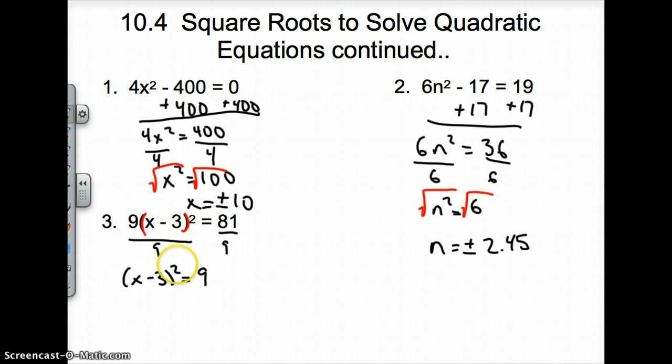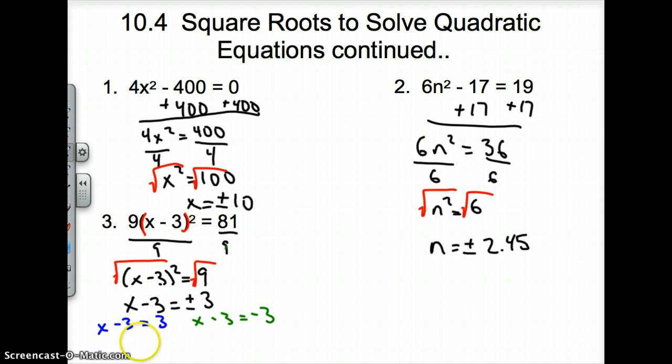Now this square here is attached to only these parentheses. So we want to undo that square using a square root. We are left with x minus 3 equals a positive negative 3. Now remember, it's a positive negative 3, so we have to break that up into two parts. We have x minus 3 equals a positive 3, and we have x minus 3 equals a negative 3.